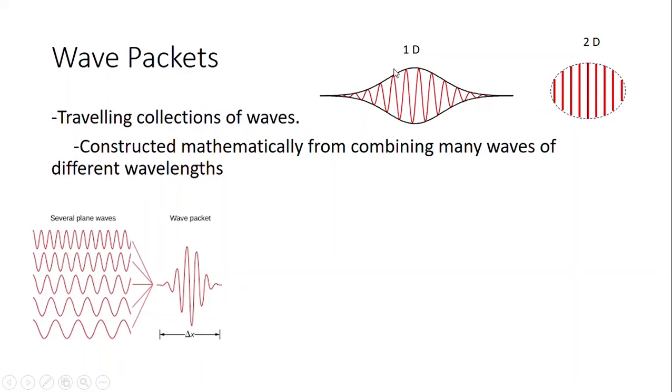wave packet. This black line in this one-dimensional drawing of a wave packet is called the wave envelope, and that just represents the maximum amplitude that these waves get to as they travel along.